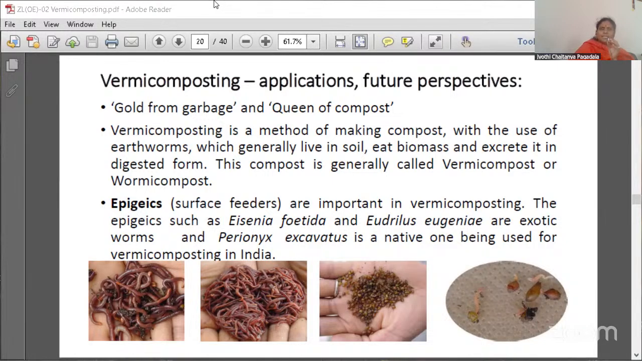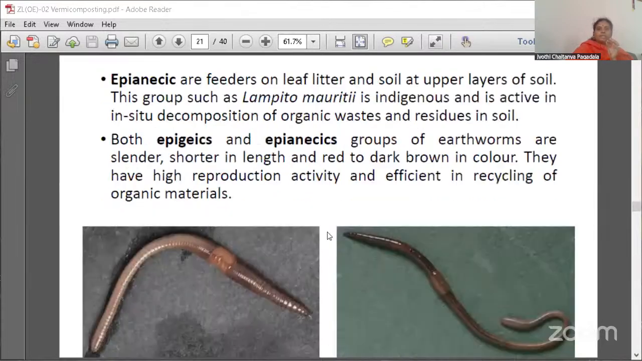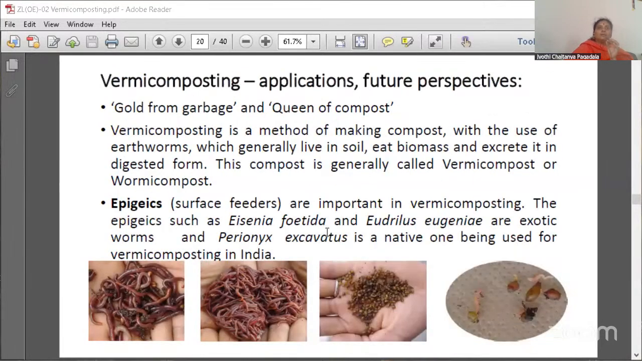We already discussed surface feeders yesterday. The same thing I have now discussed with you regarding the methods of harvesting: manual method with our own hands, migration method, and mechanical method. And what are the materials we require for vermicomposting?